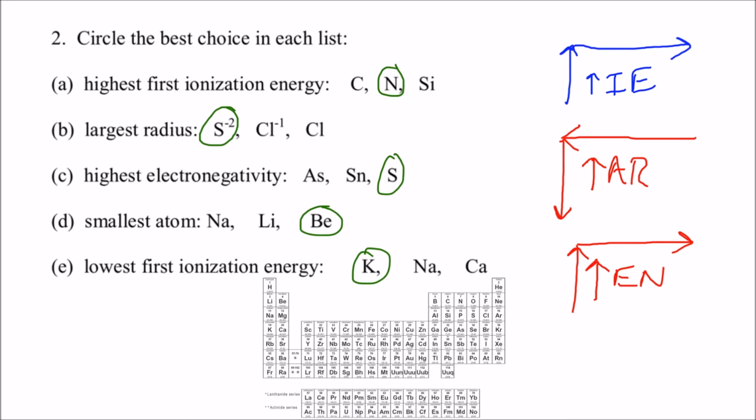Okay. Then we have the larger radius. Well, we said that the anion is always larger than its neutral counterpart. So that means that the neutral chlorine is counted out, and now it's between the chlorine anion and the sulfur anion. Okay? And whichever one is further to the left wins, because that's going to be the larger radius. So that means sulfur anion is going to win. So there you go.